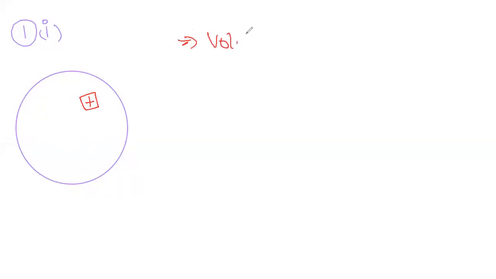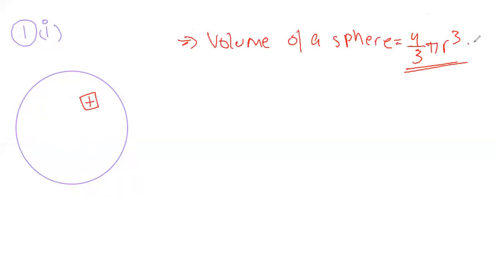So the volume of a sphere is equal to 4 upon 3 pi r cube. Always write the formula. Do not forget to write the formula. However annoying it may be to write the formula so many times, please write it, because it's for your own sake and it might help you in the future if you forget the formula. Now all you have to do is substitute the values.